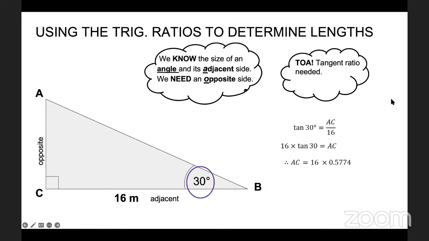0.5774. That means the length of AC would equal 16 multiplied by tangent 30, 0.5774, which would now equal 9.24 meters to the second decimal place, because you have to also state what place you rounded off your answer to, so that the examiner knows that you understand that you would have rounded up or rounded down. All right, great. Everybody with me?